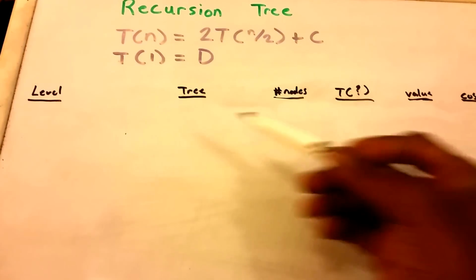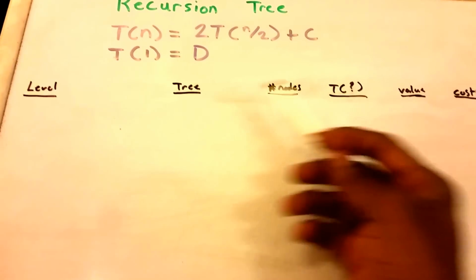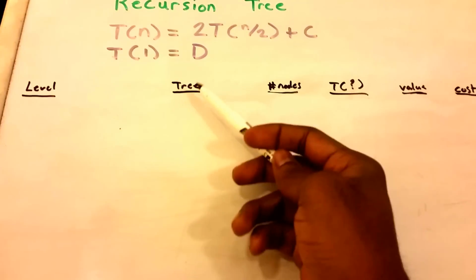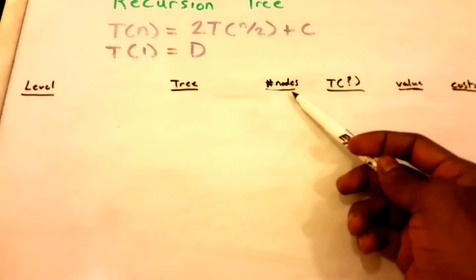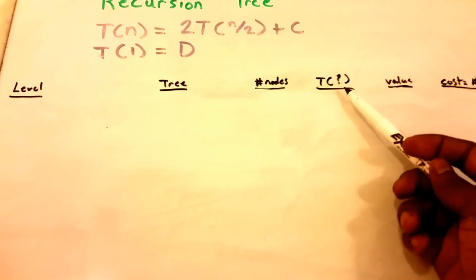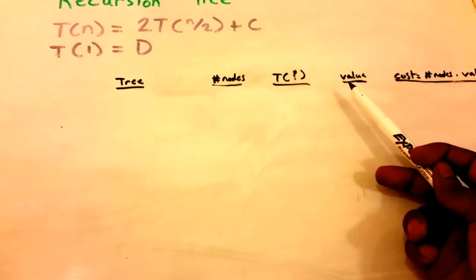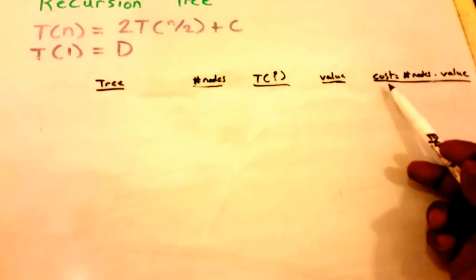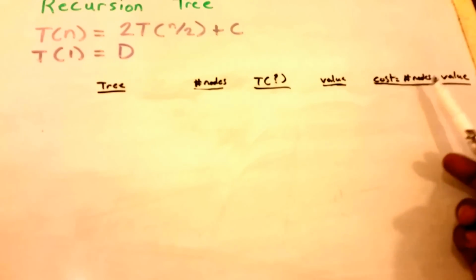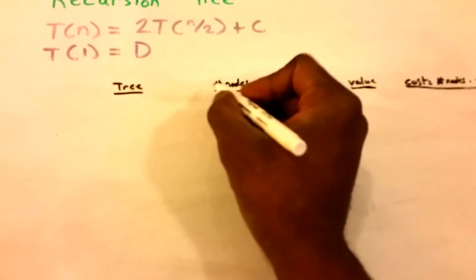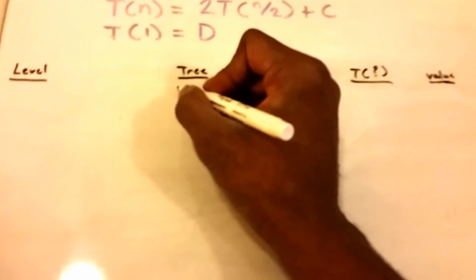So I have a few columns here. We have our level that we're going to look at, the tree, the number of nodes at each level, the input parameter, the value at each level, and the cost. So the cost is going to be the number of nodes times the value. All right, so let's go ahead and get started by writing our tree.